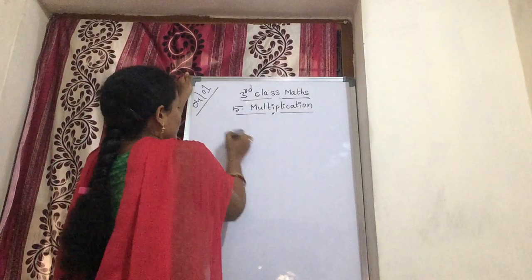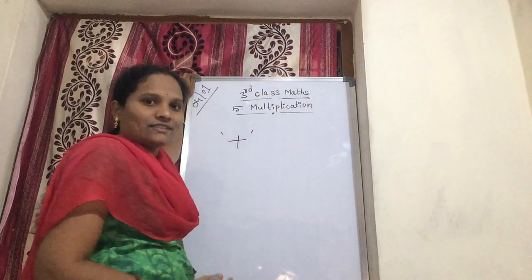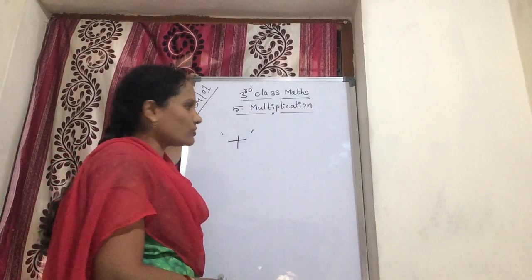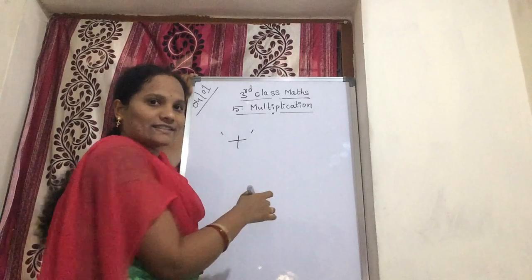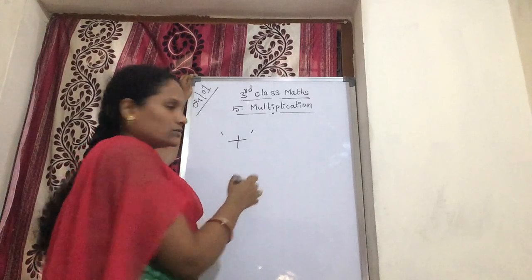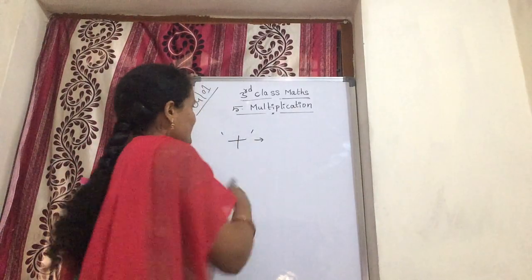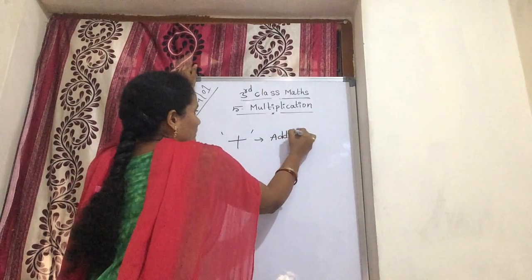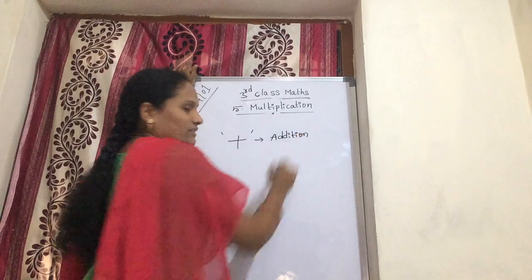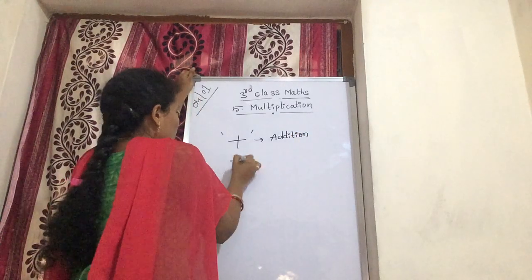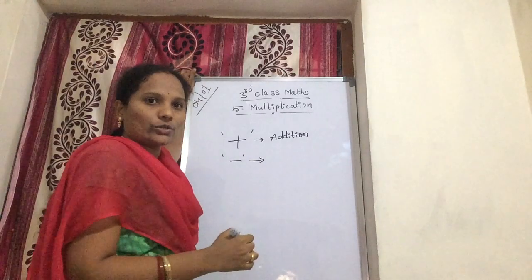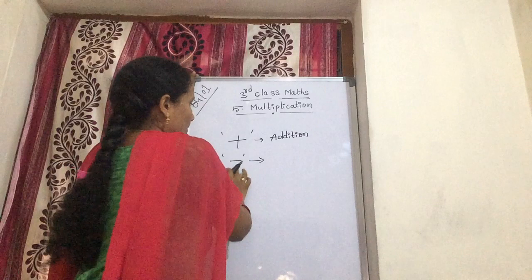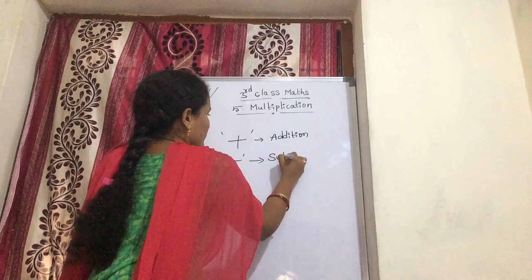Now what is this, Amma? What is this symbol? This is the plus symbol. How to call this? Plus. Okay. Now this is used for addition. Now what is this, Amma? How to call this? This is a minus. Yes, you know this symbol? This is a minus. This is used for subtraction.